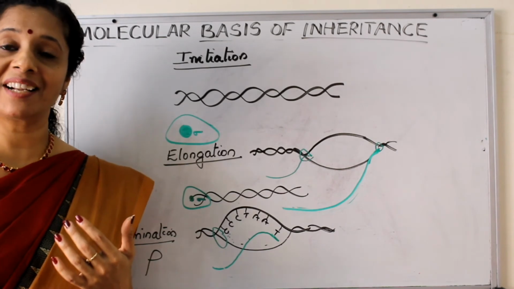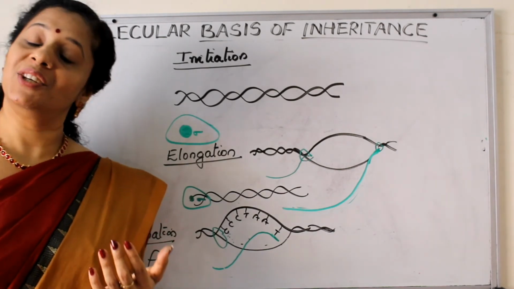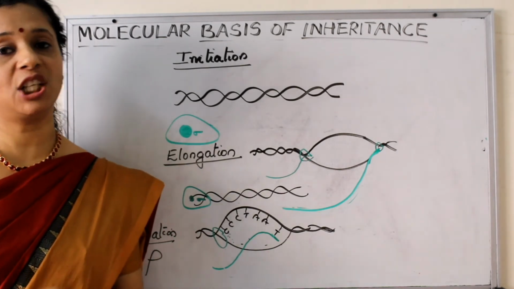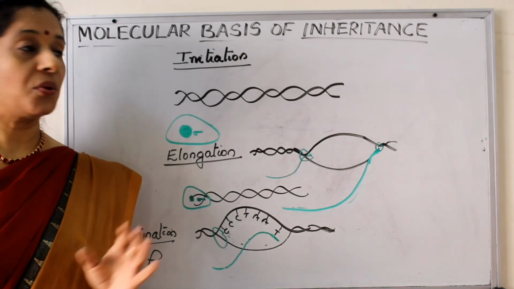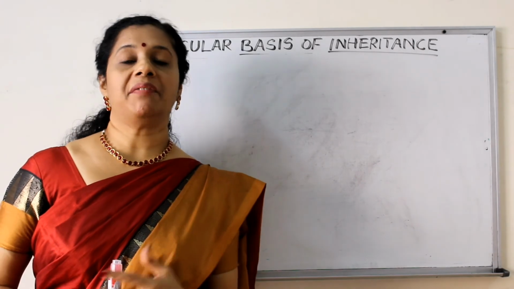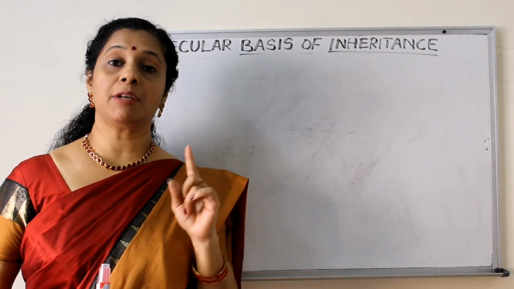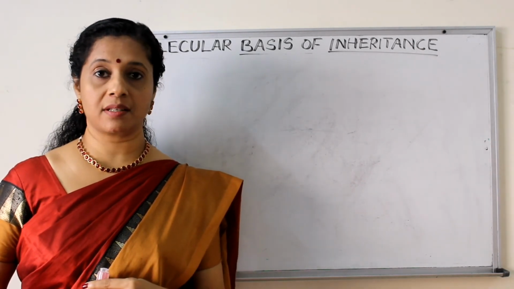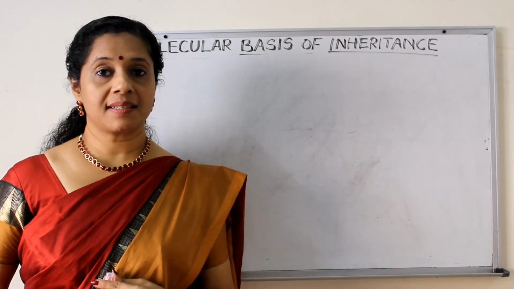Falls off means what? Where is it falling? It is falling down to the nucleoplasm. Right? It is inside the nucleus. So, this is the overall process of transcription. So, we discussed many differences between the transcription in prokaryotes as well as eukaryotes. What are the main differences?